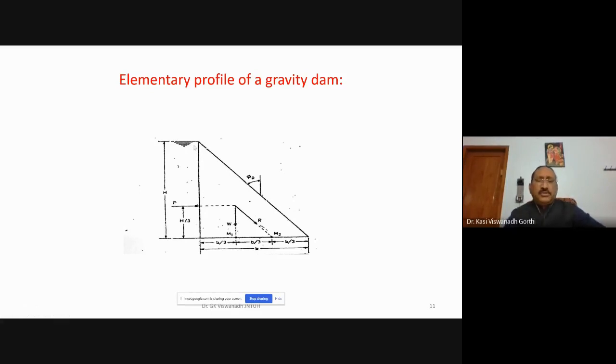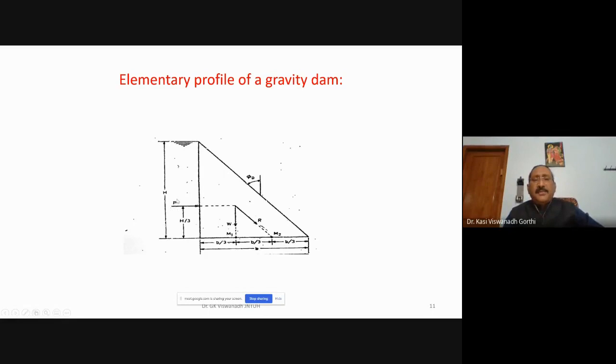Then what are the loads which are coming onto this? The self weight of this triangular section acts through its CG, at a distance of B by 3 from the heel, and from the toe it acts at a distance of 2B by 3.